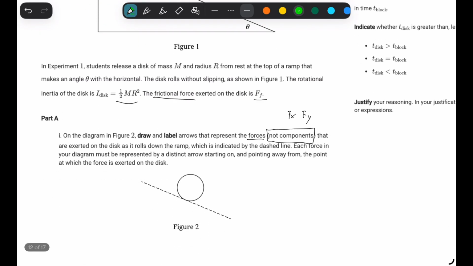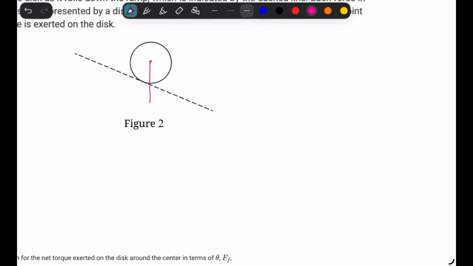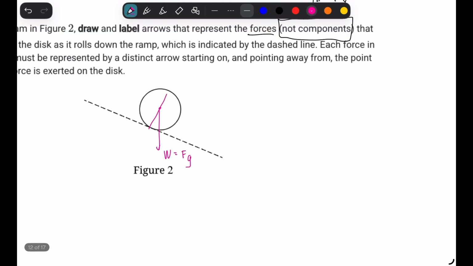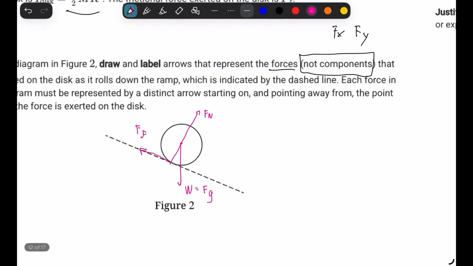Now, we can write these on here as well. So you're going to draw your weight force here, aka your force of gravity, and upwards you can draw your normal force, and then up the incline you have your force of friction. The reason why friction is up the ramp: the disk is moving down the ramp and it's rotating currently in the clockwise direction, right? So that means the friction is going to provide a net torque that is going to cause the clockwise rotation.